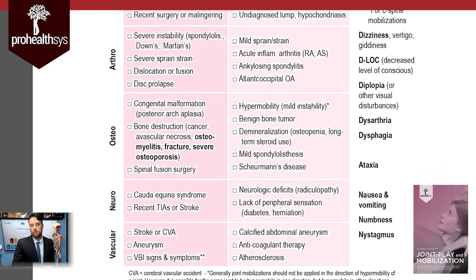Hypermobility and mild instability could be a relative contraindication. Benign bone tumors, osteopenia could be relative. Mild spondylolisthesis or Scheuermann's could also be relative contraindications under the osteo category. Under the neuro, cauda equina syndrome.